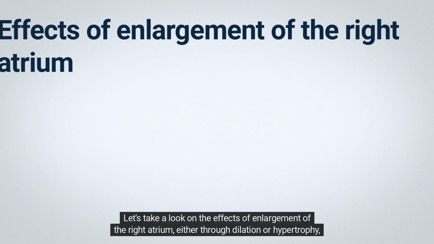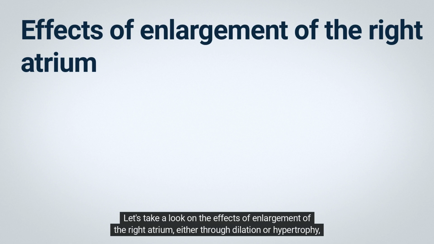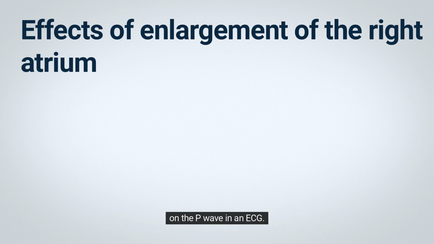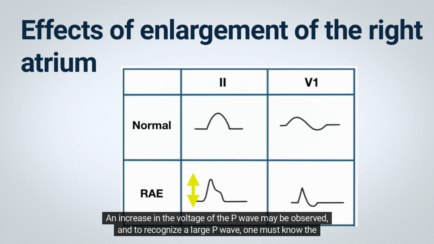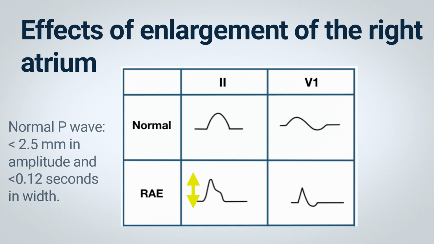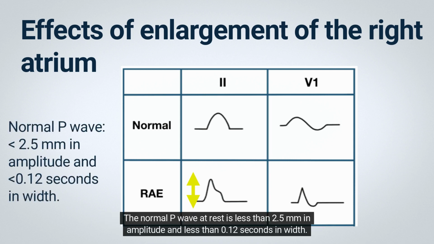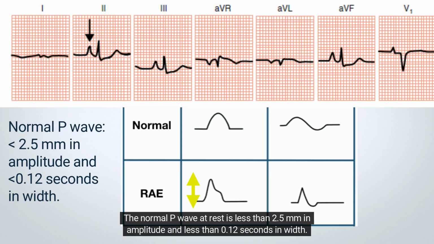Let's take a look at the effects of enlargement of the right atrium, either through dilation or hypertrophy, on the P-wave in an ECG. An increase in the voltage of the P-wave may be observed, and to recognize a large P-wave, one must know the dimensions of a normal P-wave. The normal P-wave at rest is less than 2.5 mm in amplitude and less than 0.12 seconds in width.